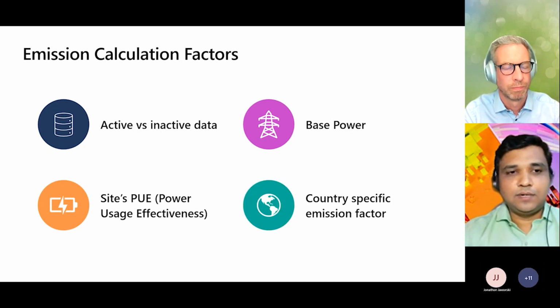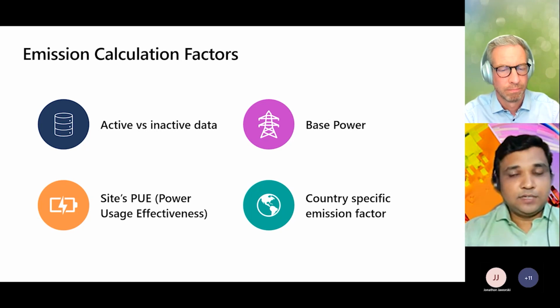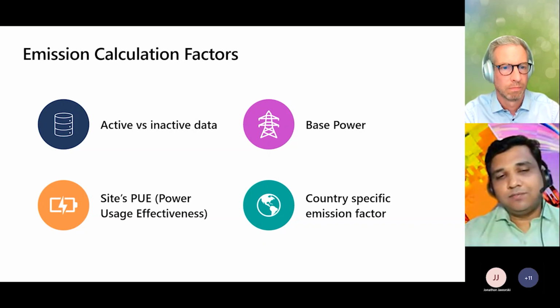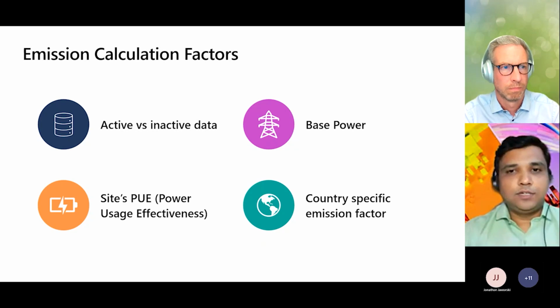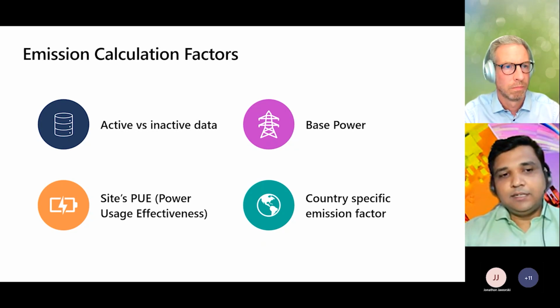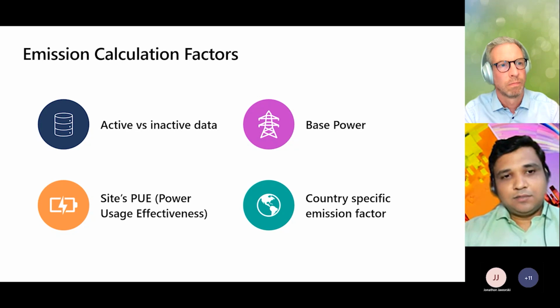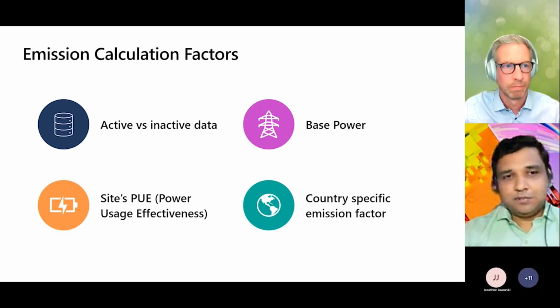And then we also have another, more important factor of country-specific emissions. So it depends on the power source of the site and where it is likely to come from, for example, solar energy, coal or wind, etc. Again, there are a few additional cloud optimization factors involved as well. So now it sounds interesting as well as complicated.